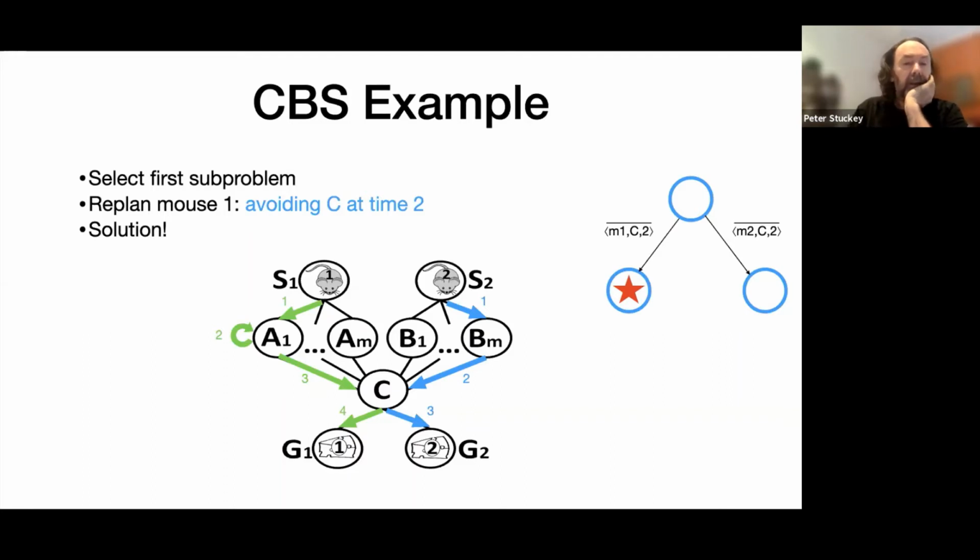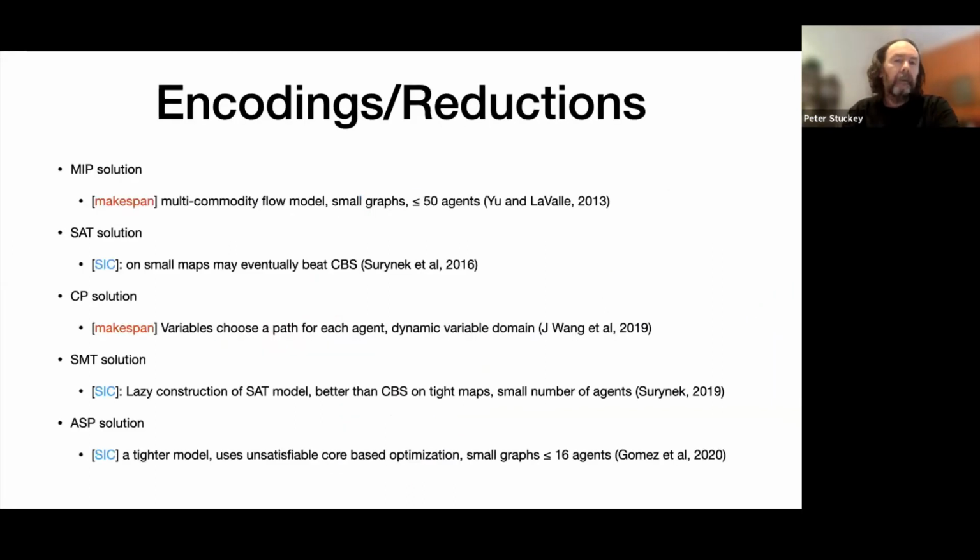The problem is that it won't try this first. Well, in this particular problem it'll be okay. But you can see that if I looked at all the different possible paths through C, and I didn't notice that C was the bottleneck, then I could try a lot of different paths. Okay, so that's CBS, which is, before this work, the current state-of-the-art approach to MAPF.